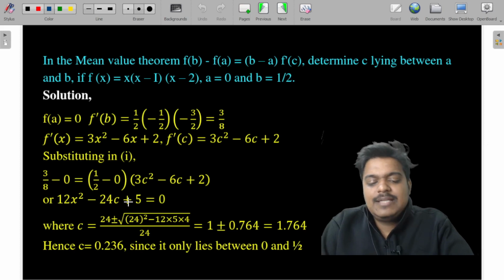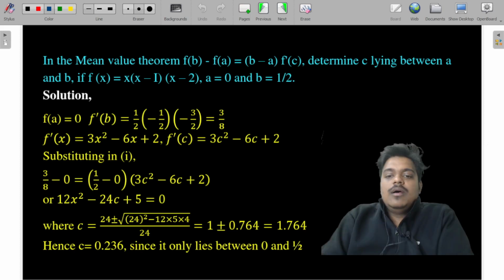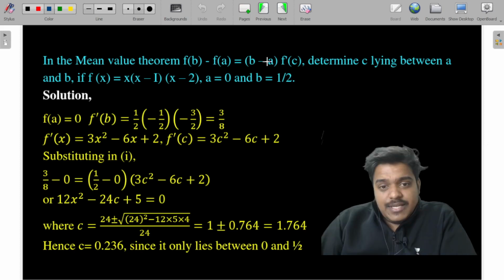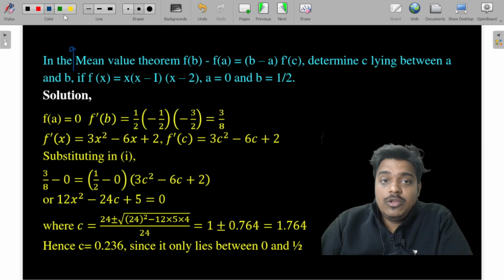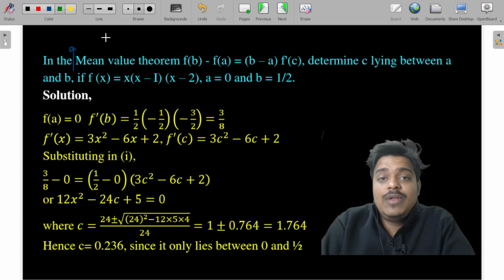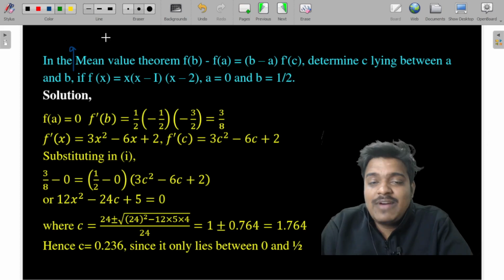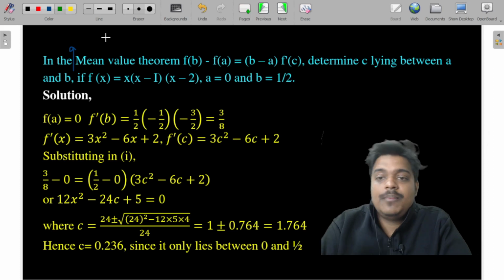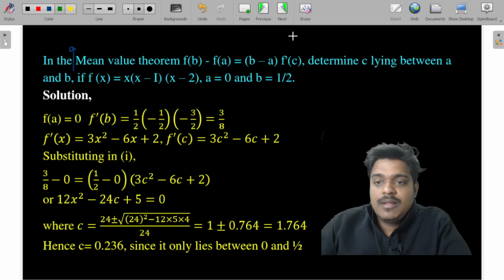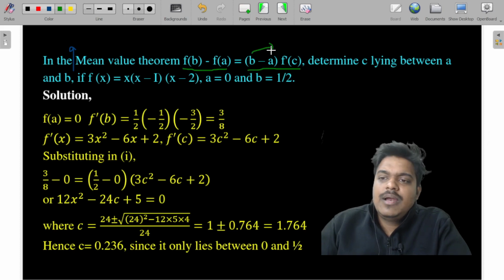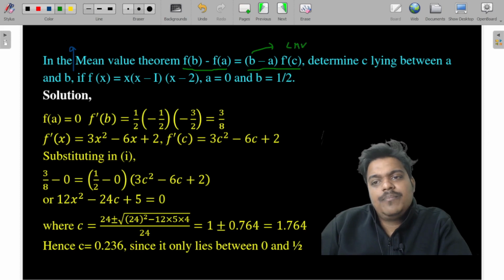For example, let us take a question. Sir, in the mean value theorem, they haven't mentioned Rolle's or Lagrange's. You have to find out whether you will apply Rolle's mean value theorem or Lagrange's mean value theorem. In the mean value theorem, f of b minus f of a is equal to b minus a into f dash c. So this is Lagrange's mean value theorem.